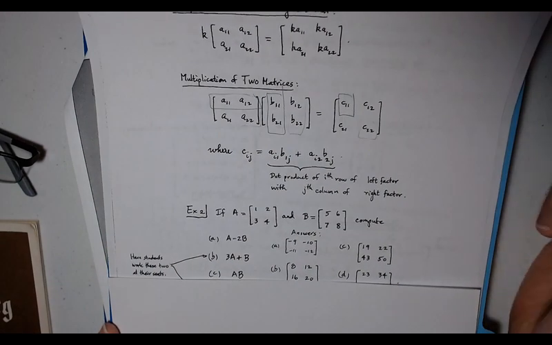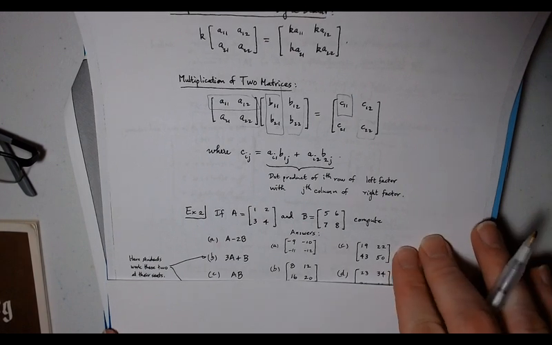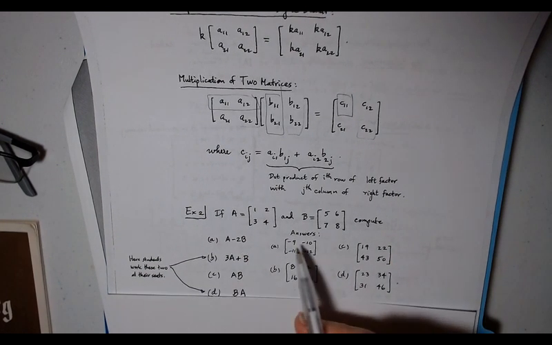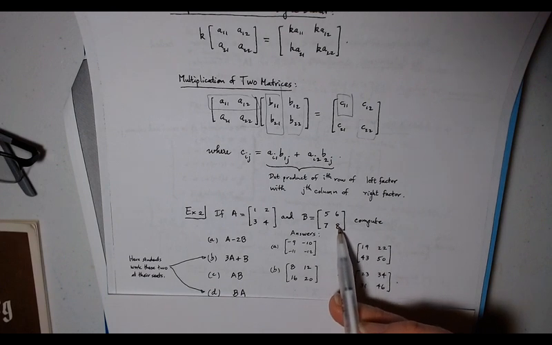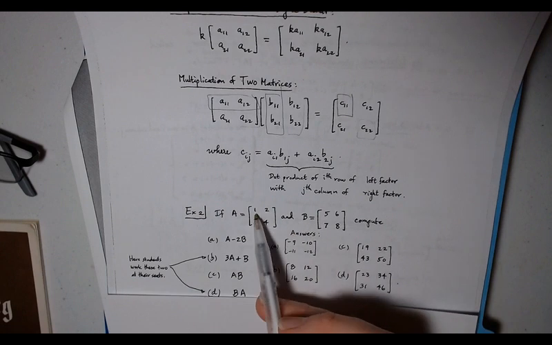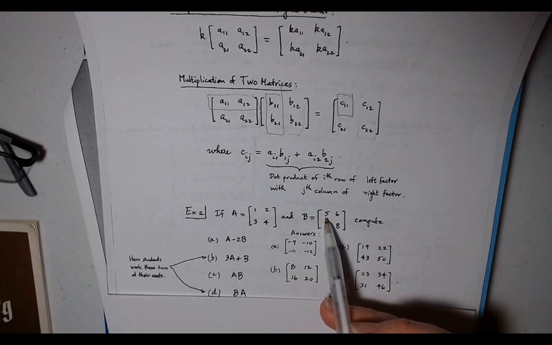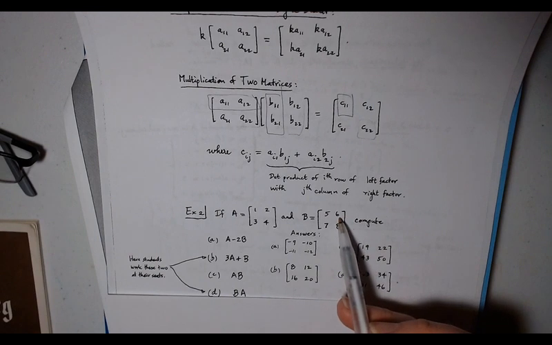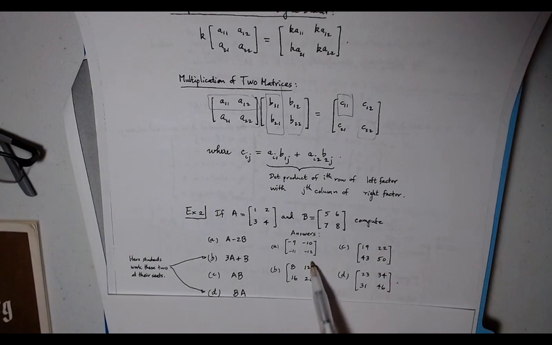A few problems here. So we've got A is 1, 2, 3, 4, B is 5, 6, 7, 8. A minus 2B, so we would multiply B by 2, and we would subtract each position from A. So for instance, 1 minus 2 times 5 is negative 9. 2 minus 2 times 6 is negative 10, and so on.